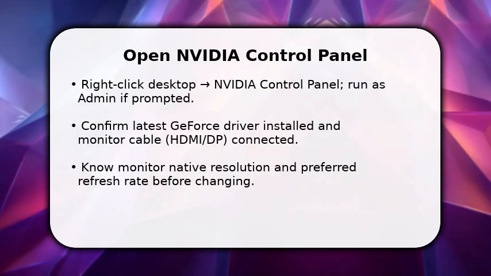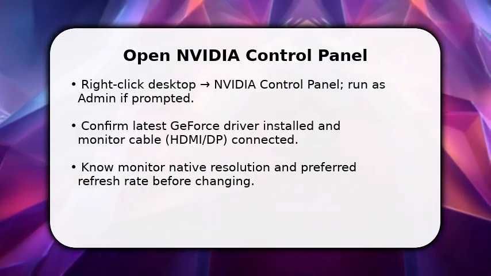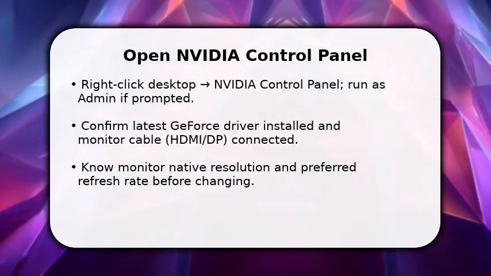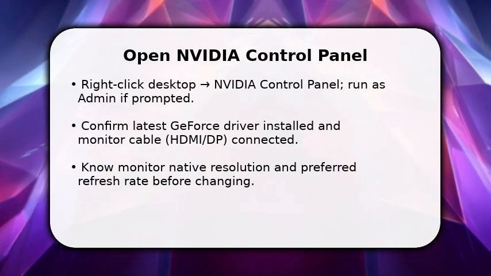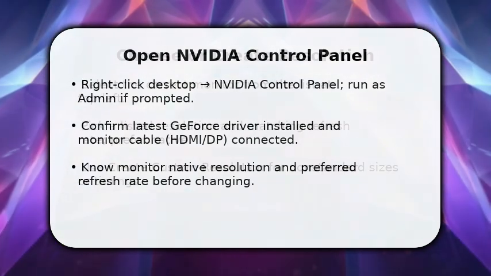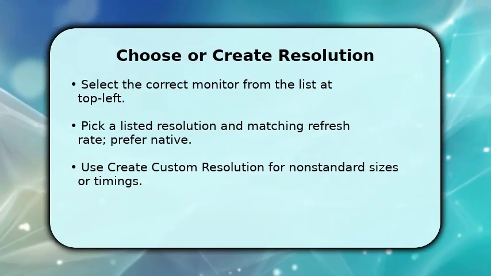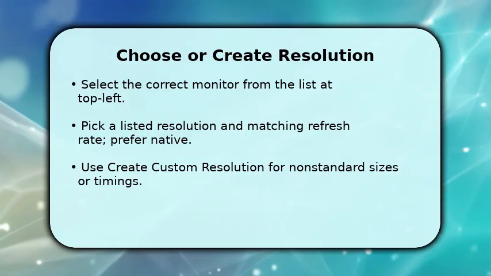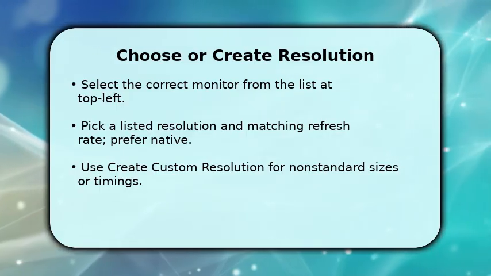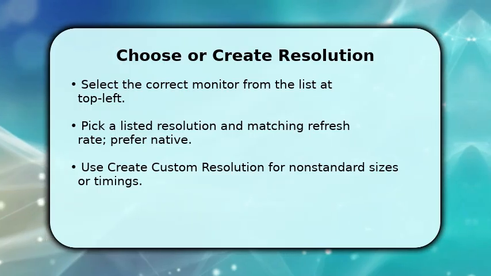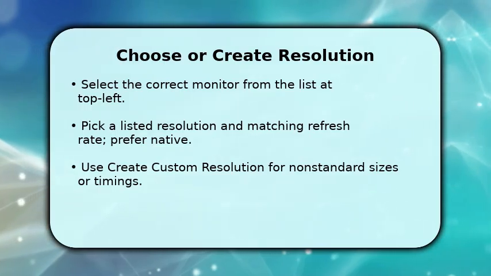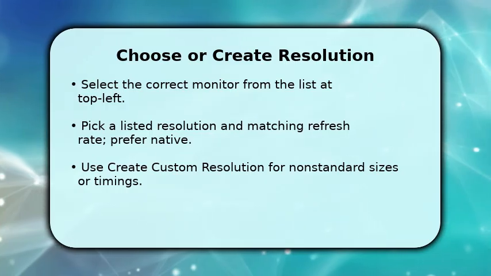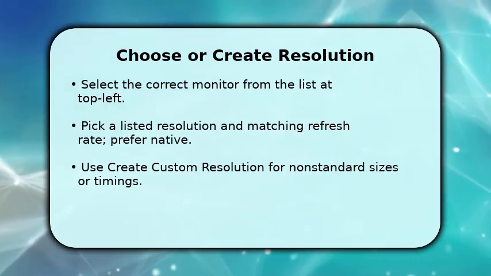Then navigate directly to Display > Change resolution, so you can begin selecting or creating the correct resolution without detours. You now select the target monitor at the top left and scan the available resolution and refresh rate options. Choose the monitor's native resolution and the highest safe refresh rate for best clarity and motion. If your desired setting is missing, click Create Custom Resolution.